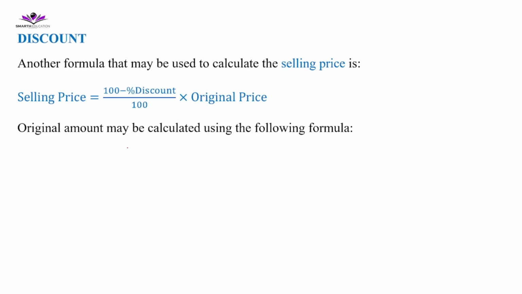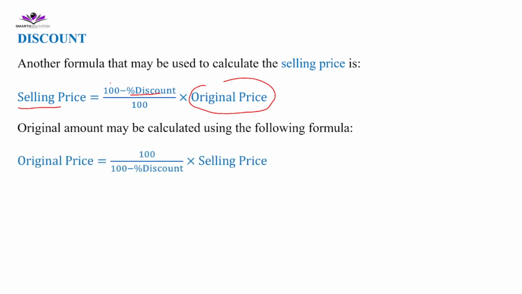Let's say you are given the selling price and the percentage discount, and you want to find the original price. What can you do? You can use this formula. Just check this, it's like we invert this to get this. You see that? So original price will be 100 over 100 minus percentage discount times the selling price. And this will give you the original price from the selling price and the percentage discount.